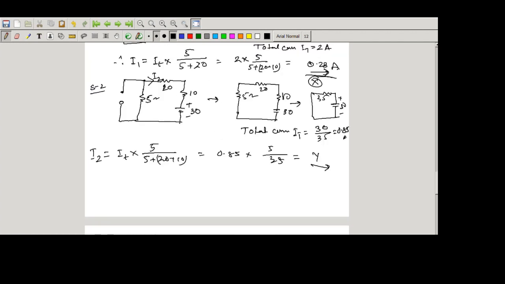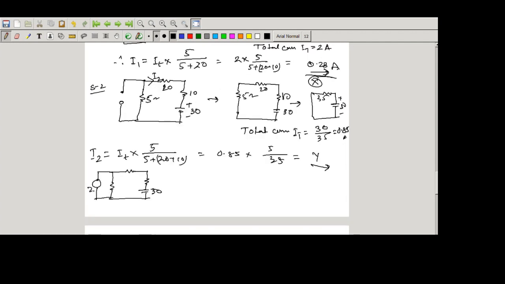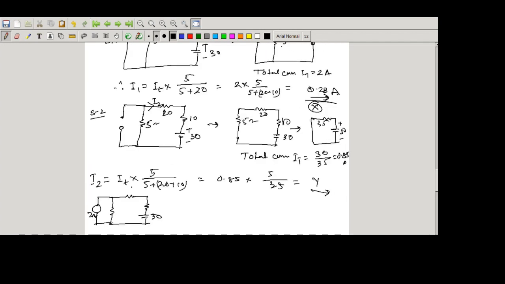So what is the total current when we combine the circuit? The total current in the main circuit, whenever the two supplies, the 30 voltage and the 2 ampere current, are present, then the values are 5, 10, 20. The current I through this 20 ohm resistance will equal I1 plus I2, that will equal X plus Y.